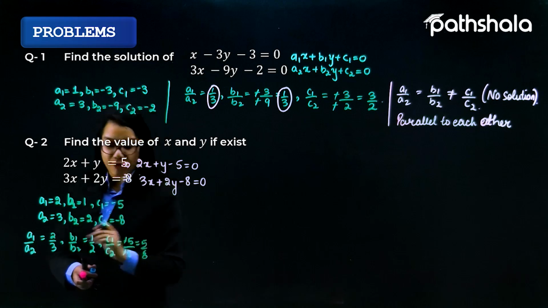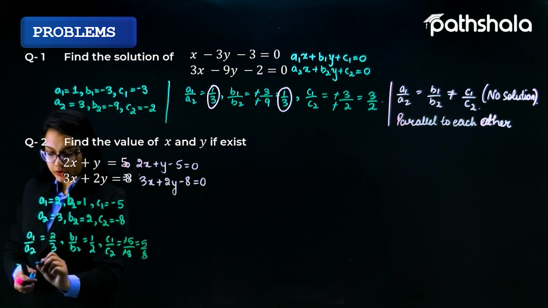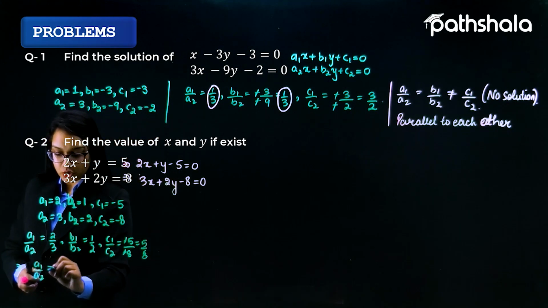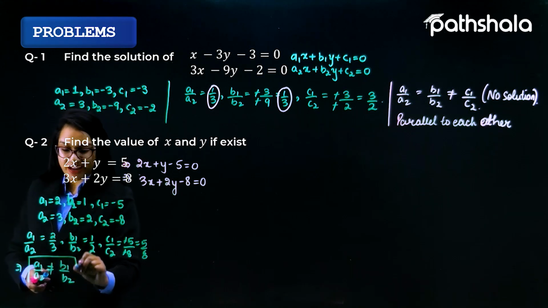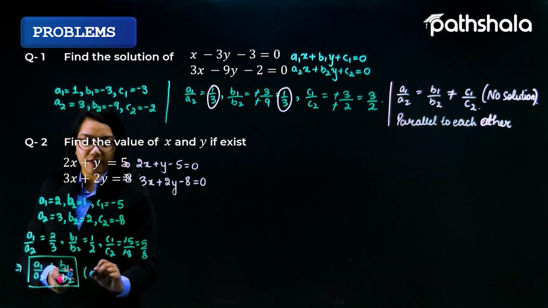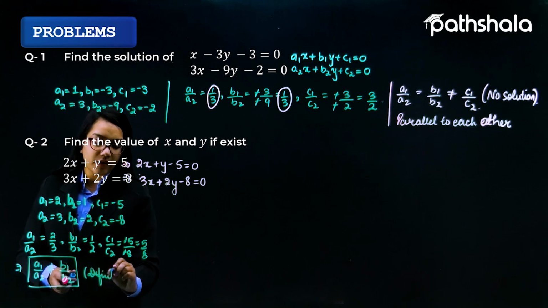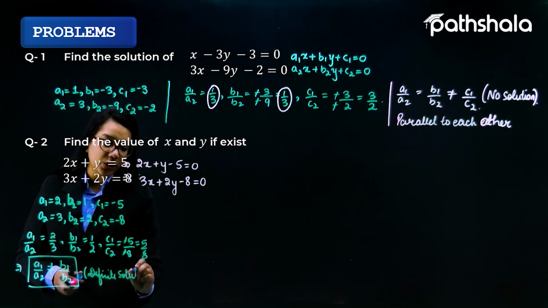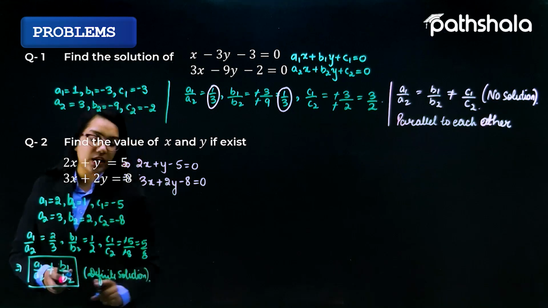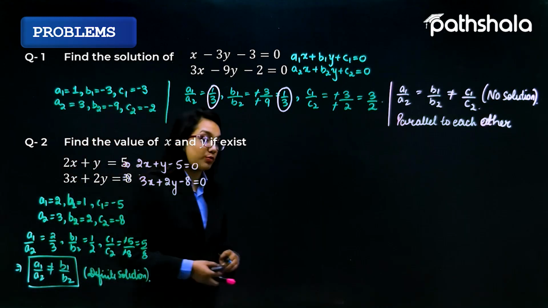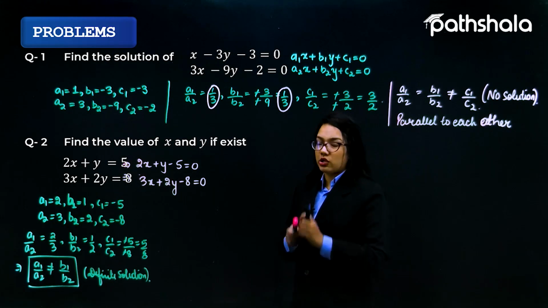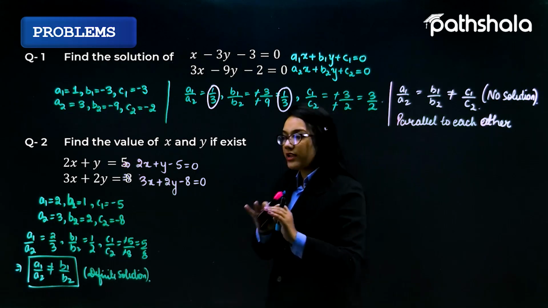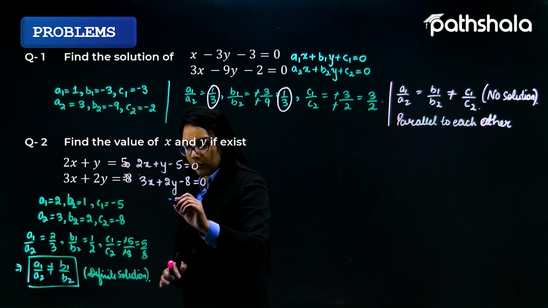So we can see from these ratios that actually a1 by a2 is not equal to b1 by b2. So if a1 by a2 is not equal to b1 by b2, we have a definite solution. We have a definite solution means we have a unique solution. It means we have to find the solution using the cross multiplication method for such a case, whenever a1 by a2 is not equal to b1 by b2. Now let's just apply the cross multiplication method over here.